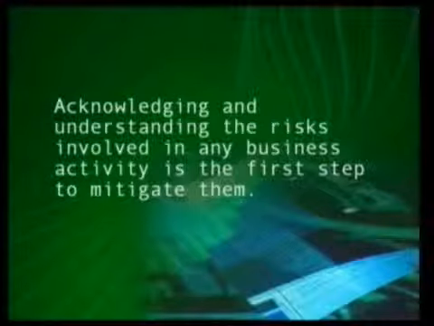Acknowledging and understanding the risk involved in the business, in any business activity, is the first step for you to mitigate them. So you acknowledge the risk, meaning if you are doing your developments and you are doing also your milestones, you must also be aware of your risk, and if you acknowledge your risk, you can mitigate them. Meaning, if you understand that there is a risk, you can eventually let them go. Okay?